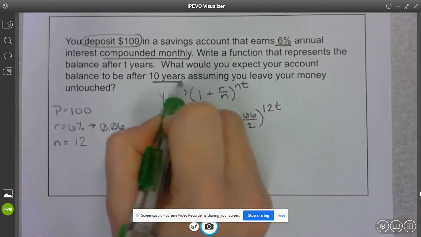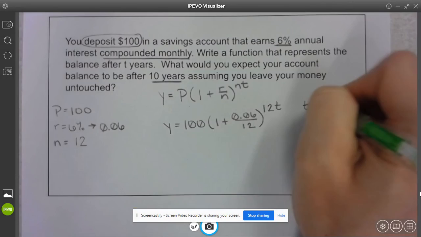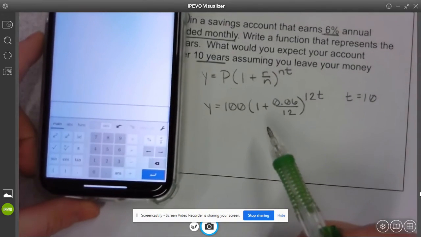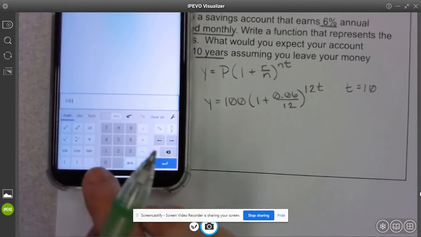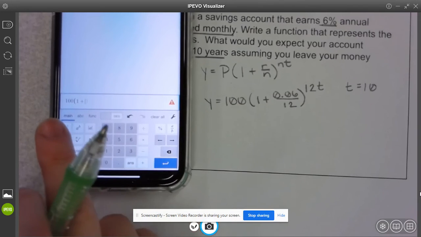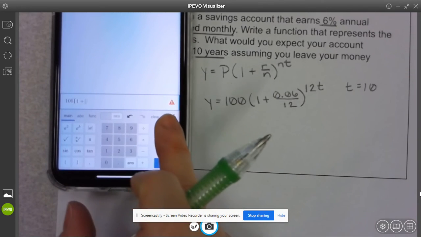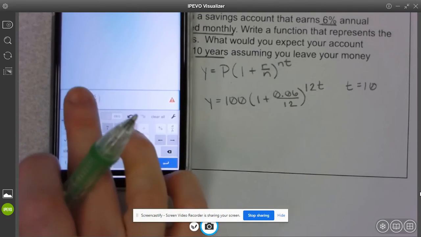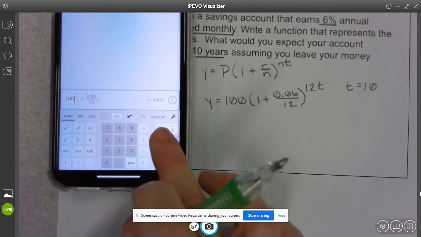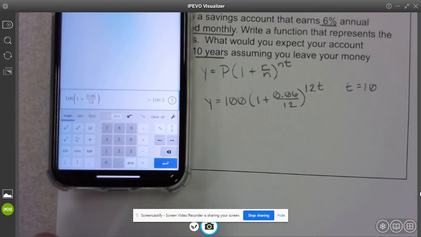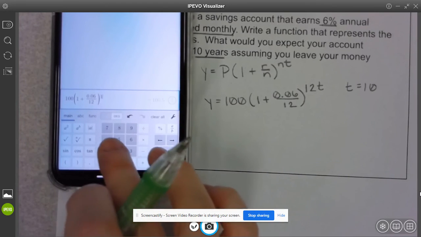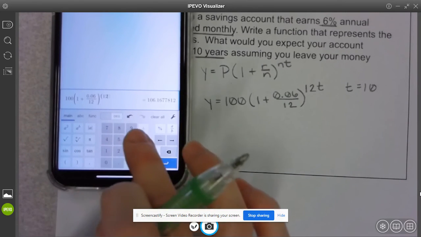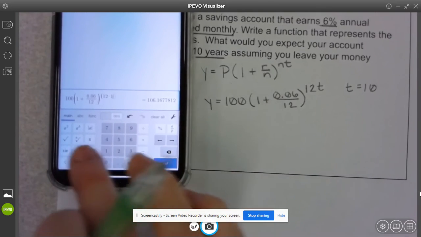And then what I'm going to do here is substitute in t equals 10. And you can put your formula in just like this into your calculator. So I have 100 times 1 plus, I'm going to hit the fraction button over here, 0.06. I'm going to arrow down to the bottom, divided by 12. We have to close the parentheses. And then in the exponent, we're going to do 12 times 10.